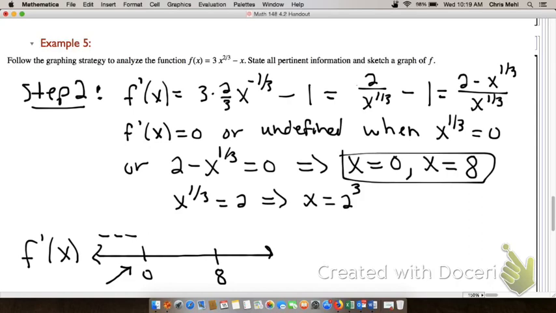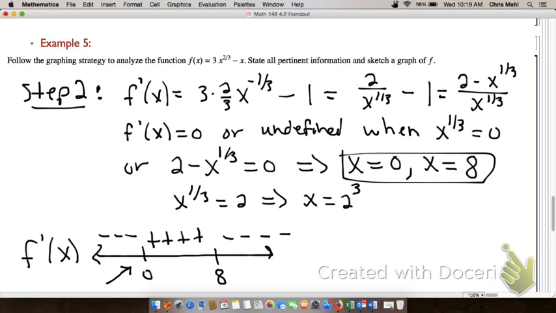And then if you pick something like positive 1 and plug it into the derivative, you're going to get positive values. And then if you pick anything larger than 8, say 9, or actually, how about I pick something with a cube root? If I try something like 27, 2 minus 27 to the 1/3 is negative. The 27 to the 1/3 in the bottom is positive, so the derivative will again change signs.